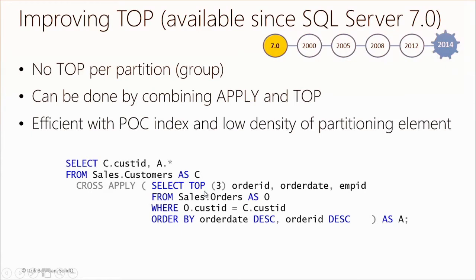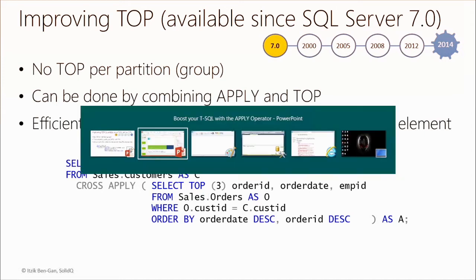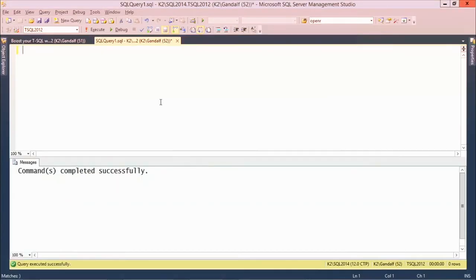All right, so let's take a look at a very classic need that we have, known by many people in the SQL community as the top n per group task. So imagine that we needed to query data. We have a table called orders in our sample data in a database called TSQL2012.